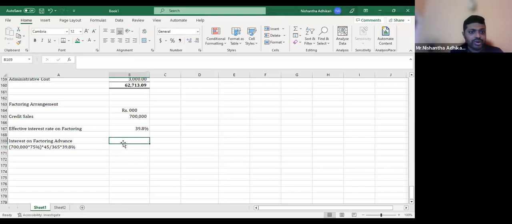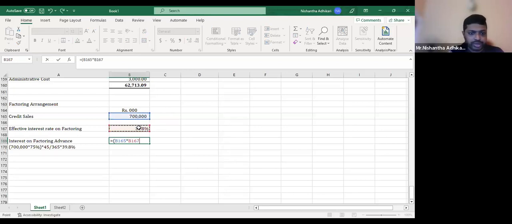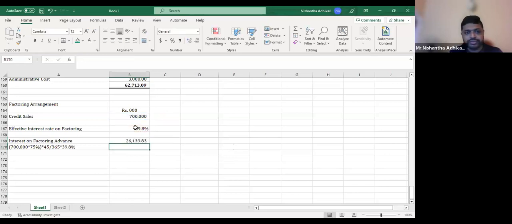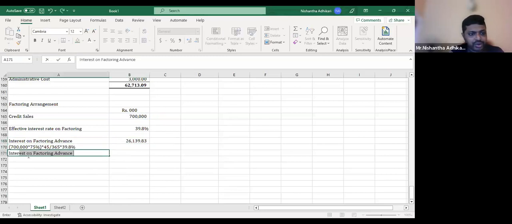Interest on factoring charges will be this 700 million, out of this 75%, into 45 divided by 360, into 39.8. That is 26.139 million, right? 26,000 interest on factoring, and then find out interest on OD, overdraft.